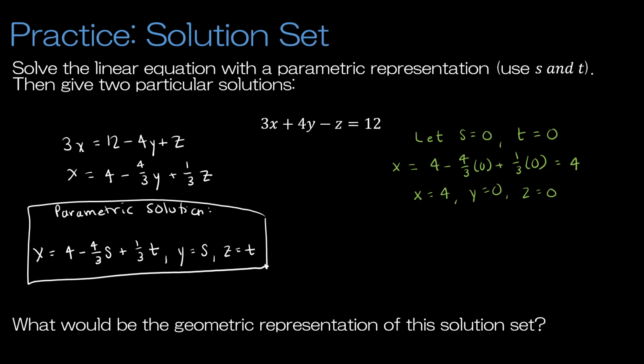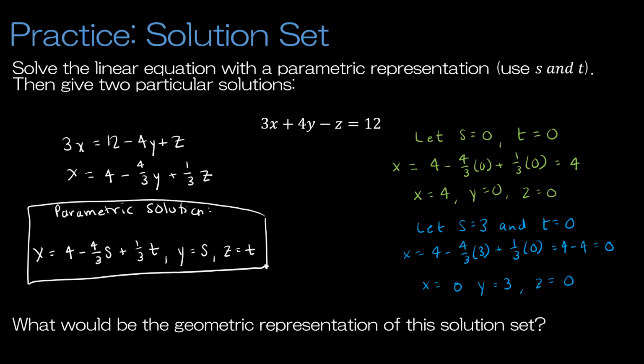And another solution I can find the same way. So I'm going to let s equals 3 and t equals 0. So x is equal to 4 minus 4/3 times 3 plus 1/3 times 0, which gives me 4 minus 4/3 times 3 is 4, and then minus 0, which is 0. So another solution would be 0 for x, 3 for y, and 0 for z.